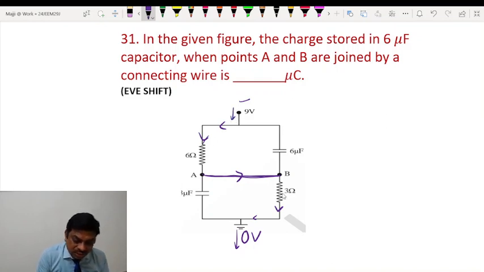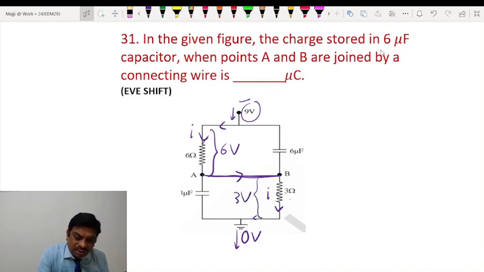So as you can see, these two are in series students, 6 ohm and 3 ohm. Since the same current will pass through them, we can say that the potential drops will be in the direct ratio of the resistance. So the ratio of resistance is 6:3, so the ratio of voltage drop will also be 6:3. So 9 volt will get divided into 6 volt here and 3 volt here.